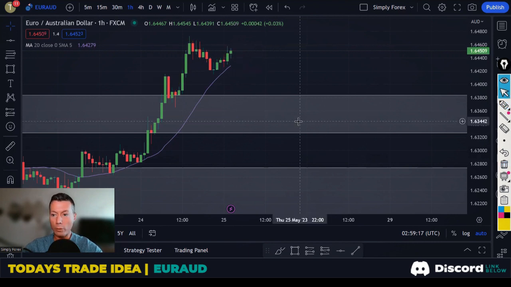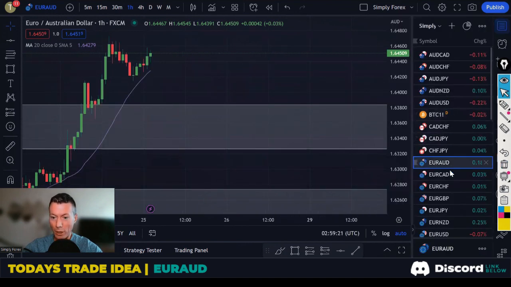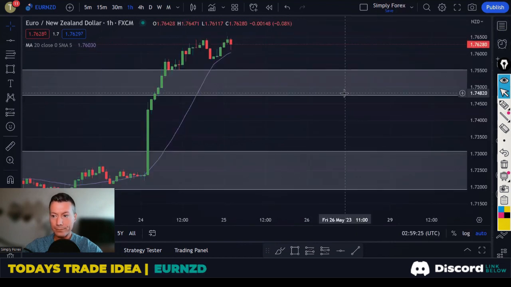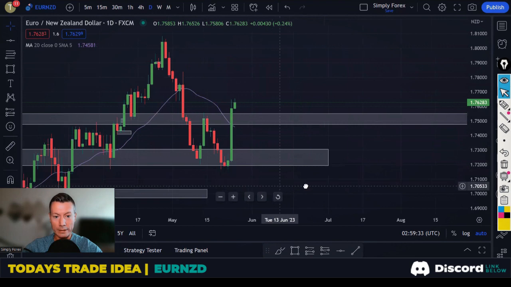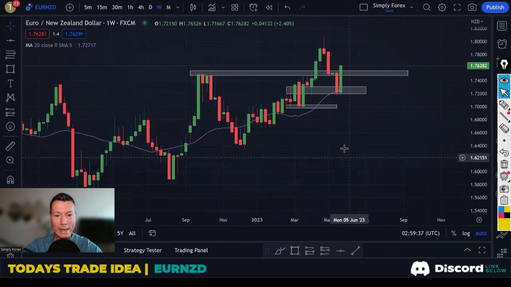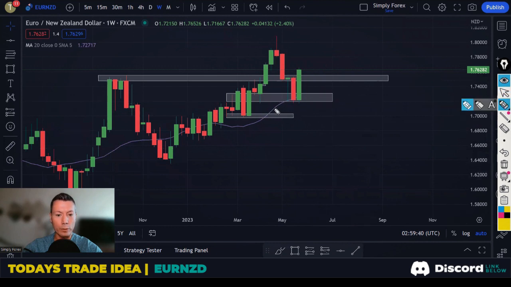Euro Aussie dollar long, also a highly correlated trade, but Euro New Zealand long. There's so many trades I like today. Euro New Zealand long. Let's take a look at this. If we look at the day chart, guys, and if you look at the weekly, the weekly makes sense here. Same with Euro Aussie dollar.